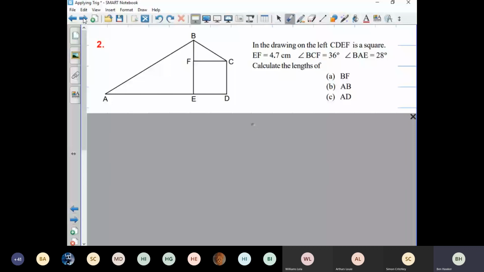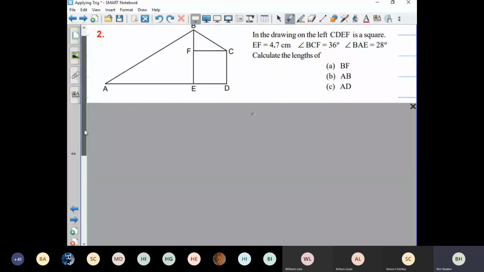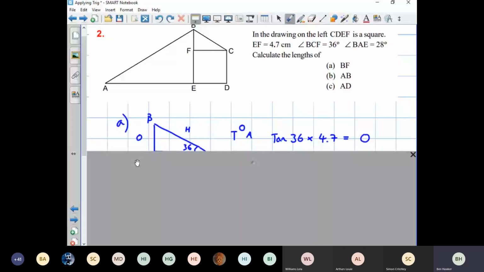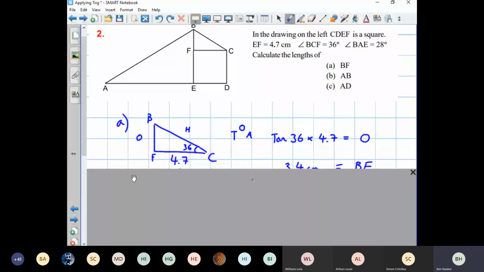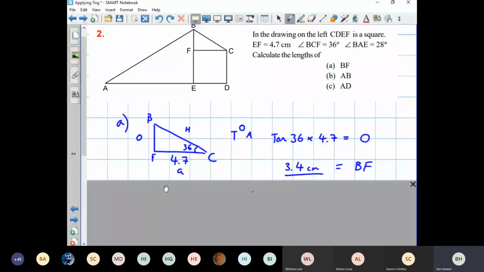Okay, in the interest of time, I'm just going to start talking through these questions. So we're going to find BF first. We've got that top right-hand triangle. We were told that angle BCF is 36 degrees. We were told EF is 4.7. I've used the fact that CDF is a square, so that FC is going to be equal to 4.7. And then I've got enough information. I know that I need to use tan. I know that opposite is tan 36 multiplied by 4.7. So I get 3.4 centimeters is equal to BF.